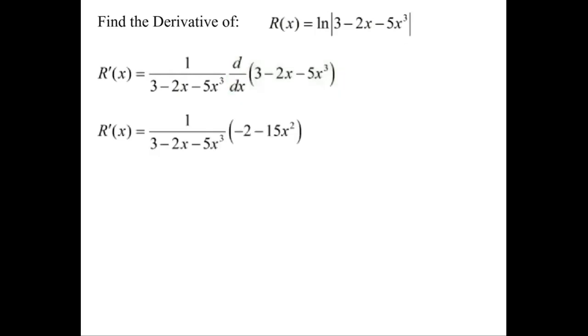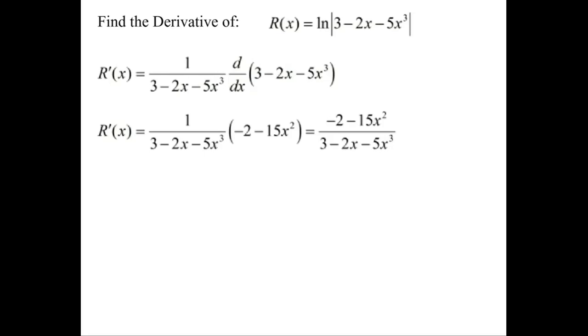So taking the derivative of the natural logarithm, evaluating it at the inner function, we have the expression 1 over 3 minus 2x minus 5x cubed times the derivative of the inner function. So taking the derivative of the inner function, we have the following expression. And simplifying the expression, we have that the final answer is equal to the quantity negative 2 minus 15x squared over 3 minus 2x minus 5x cubed.